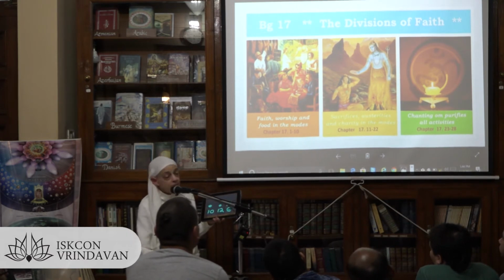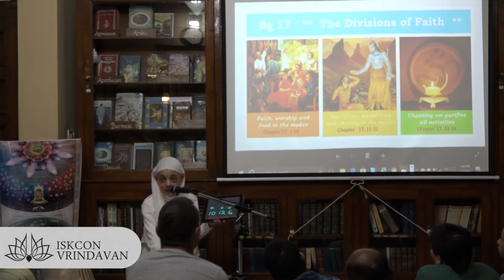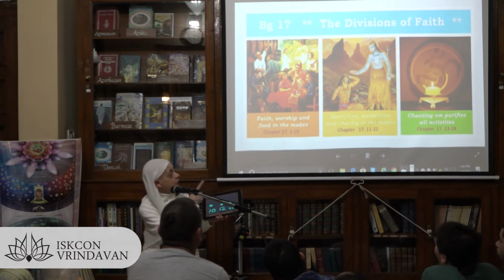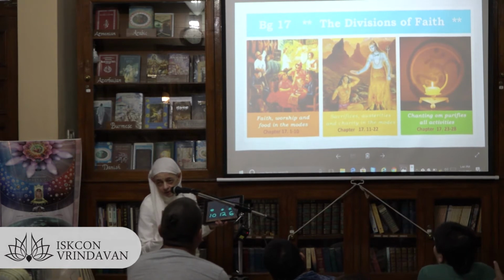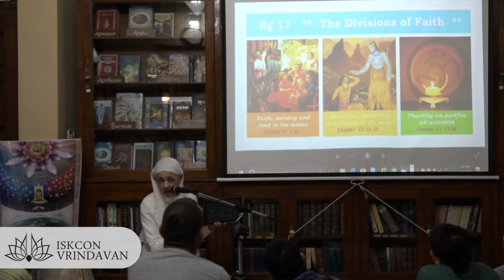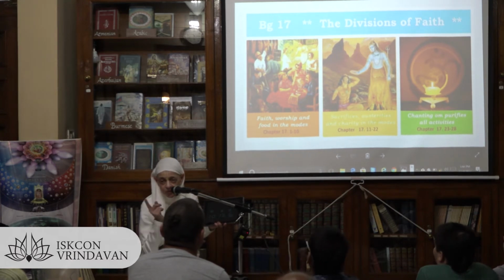All right, now here we have the pictures. Now the pictures give us more information. In the first picture, we see food in the 3 modes. Food in goodness, food in passion, and foods that are abominable. Okay? Faith, worship, and food. So I chose 1 because I could put all 3 in there, so I chose food because that's so important, everybody has to eat.